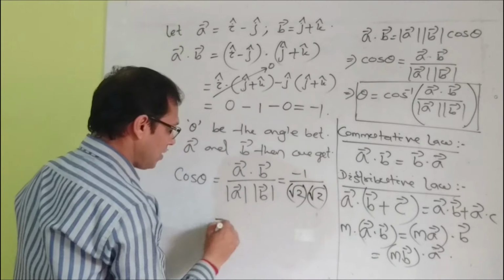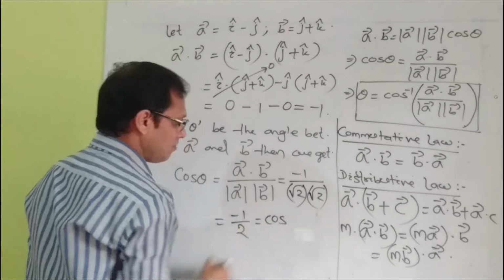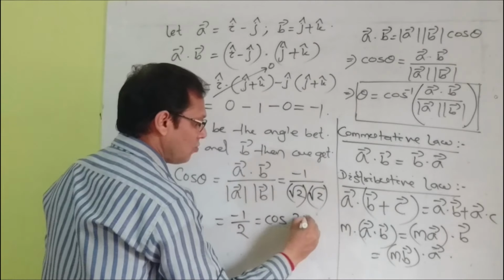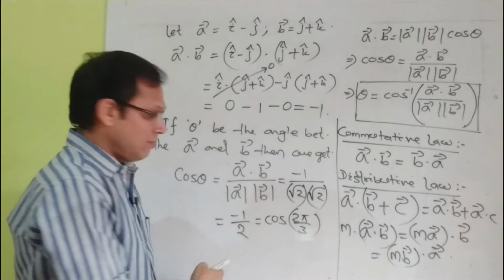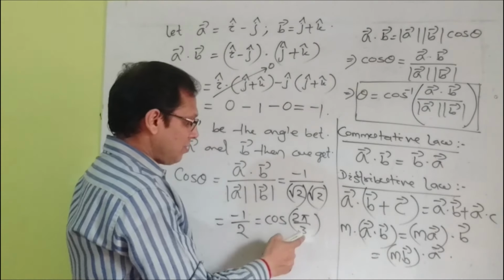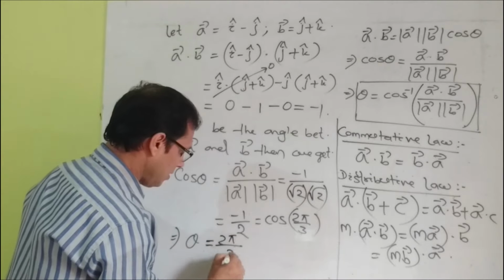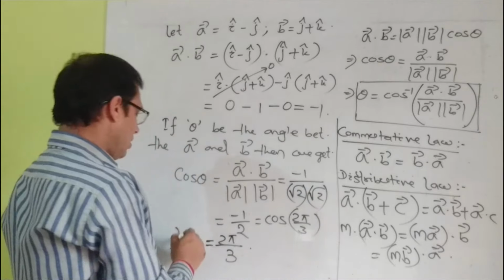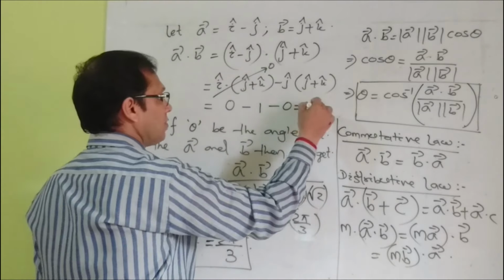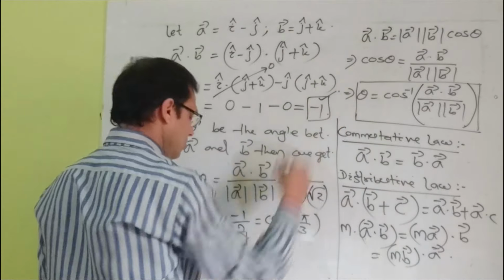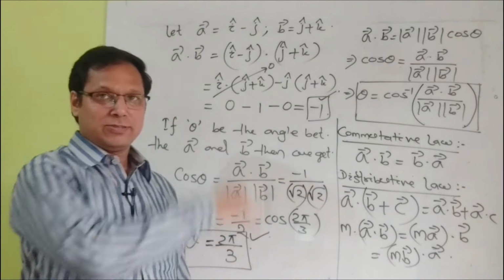So minus 1 by 2, which is nothing but cos how much? Minus 1 by 2 is cos 120 degree, that is cos 2 pi by 3. So theta is equal to 2 pi by 3. So the angle between the two vectors and the dot product we have found. These are the two answers of this question. Okay, so make a note.